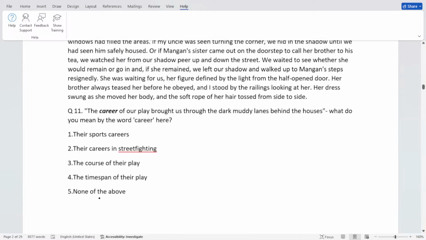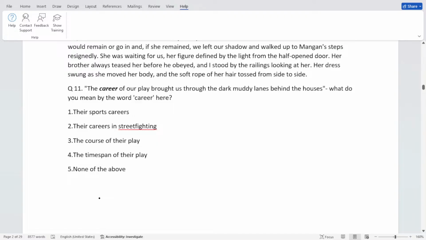Next question. Here, the career of our play brought us through the dark muddy lanes behind the houses. What do you mean by the word career here? So here they are asking about the word career. A career represents what?